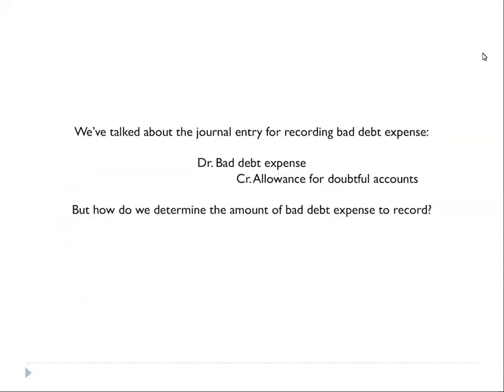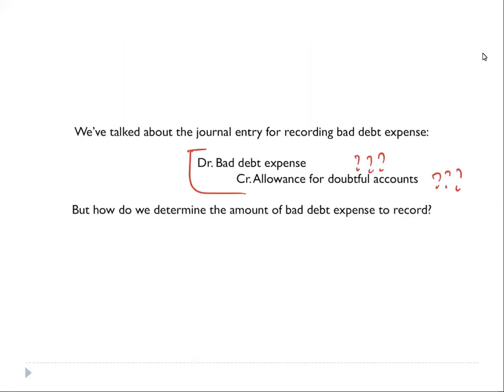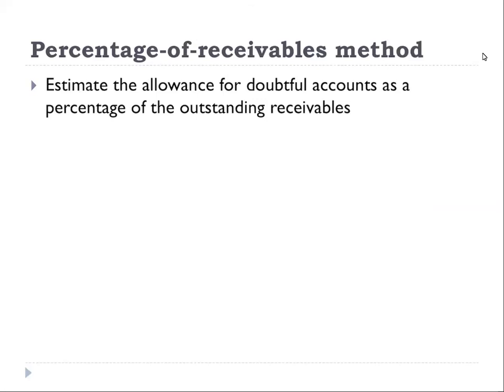So we have just talked about the journal entry for recording bad debt expense, which is debit bad debt expense, credit allowance for doubtful account. But then another question is, how do we determine the amount to debit and credit for those two accounts? To determine the amount, we use a method called the percentage of receivables method. There are also some other methods, which you will learn in more advanced courses like intermediate financial accounting one. But for this course, we're only going to cover one method, the percentage of receivables method.